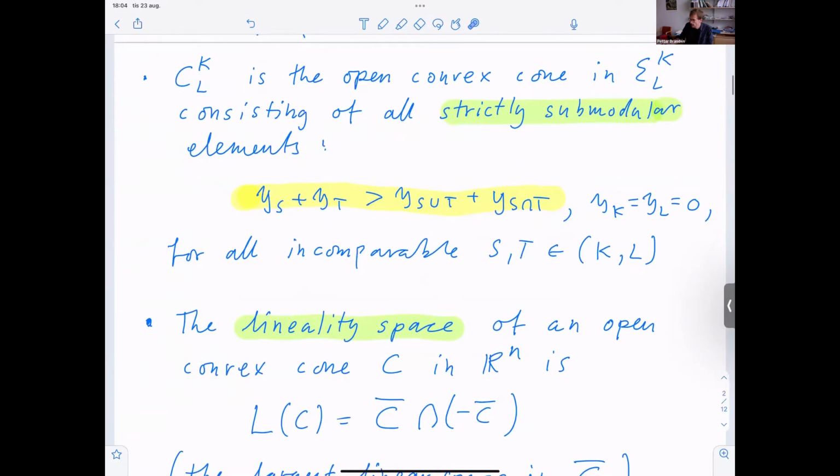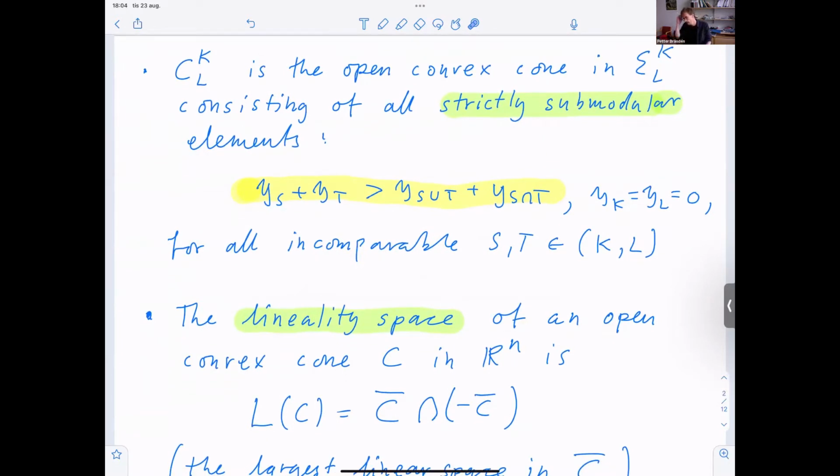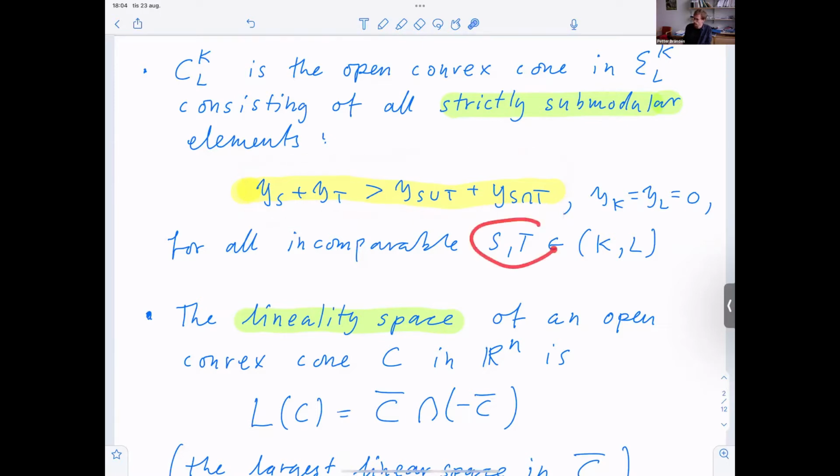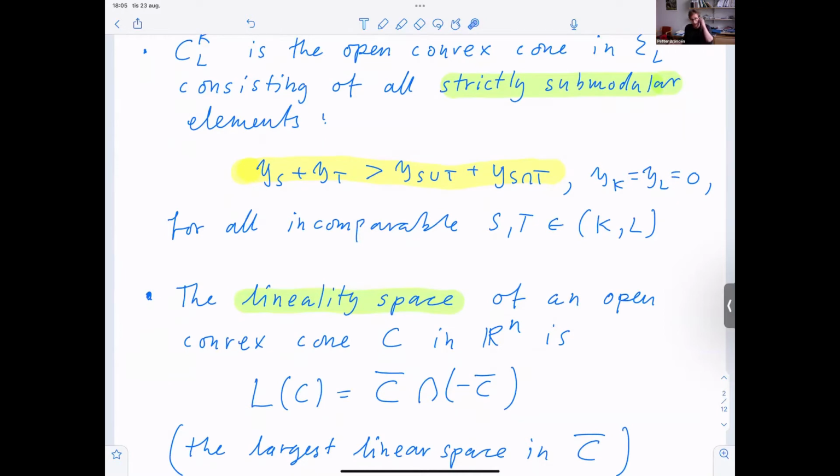And now, as Teddy said, we want to look at the submodular elements. We want a cone for this polynomial to be Lorentzian with respect to, and this convex cone is the cone of strictly submodular elements. They are defined by this modular law, which should hold strictly. For it to hold strictly, of course, S and T must be incomparable, because if they're comparable, then this is equal to this. Since it's defined by strict inequalities, it's an open cone.